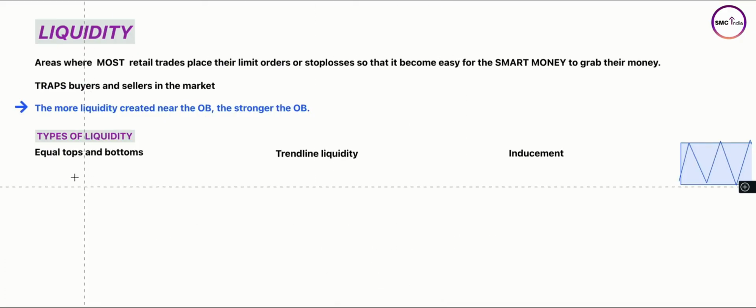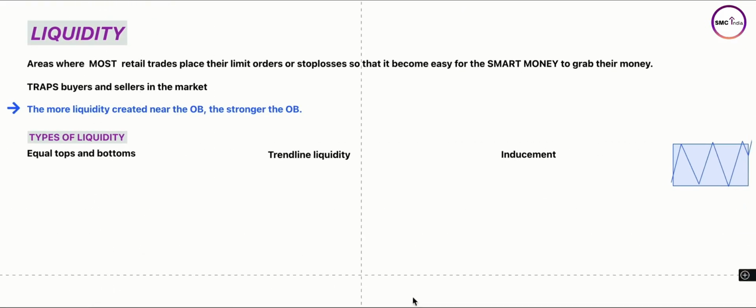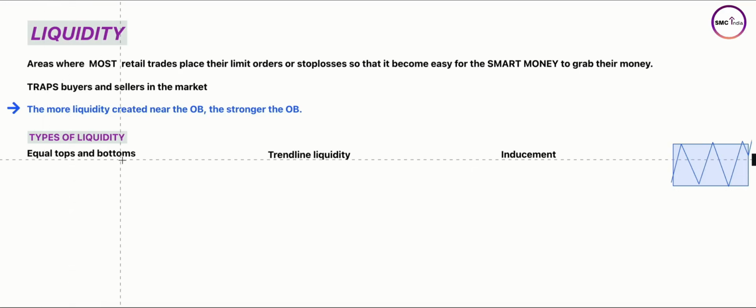And now coming to the types of liquidities. What are the general forms of liquidities? As I've already learned, equal tops or equal bottoms are very strong areas where the retail traders place their orders.